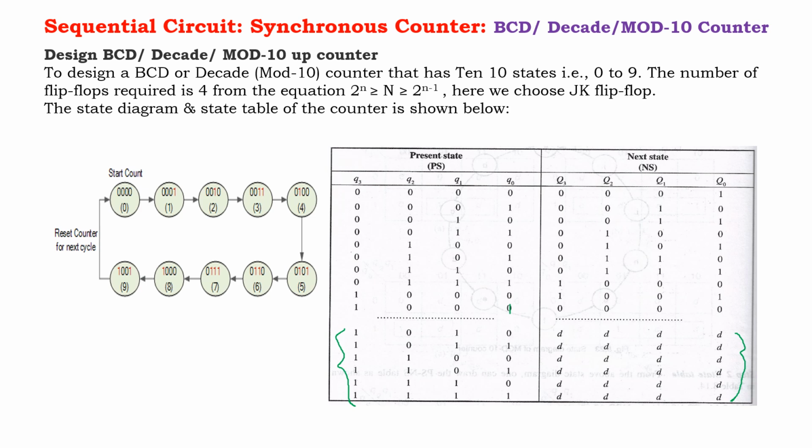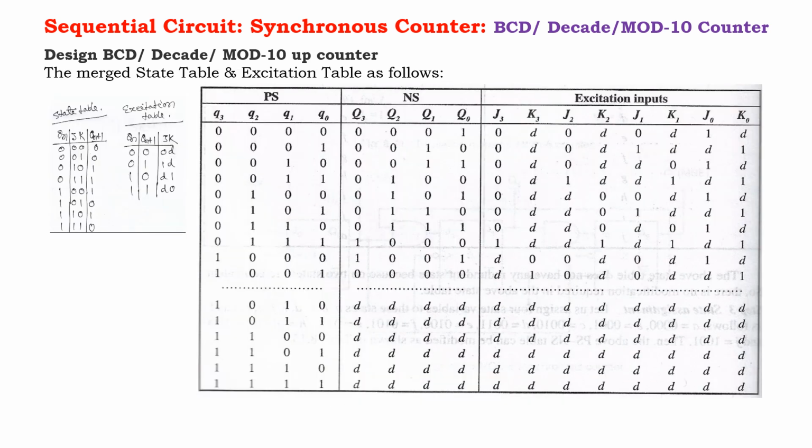Okay, so now step 3 is over. Next, put the excitation table and merge it to the present state and next state, depending upon the excitation table of the JK flip-flop. This is the present state, this is the next state, and this will be the data at the excitation input. And then make the table like this, and then put it to the Karnaugh map.